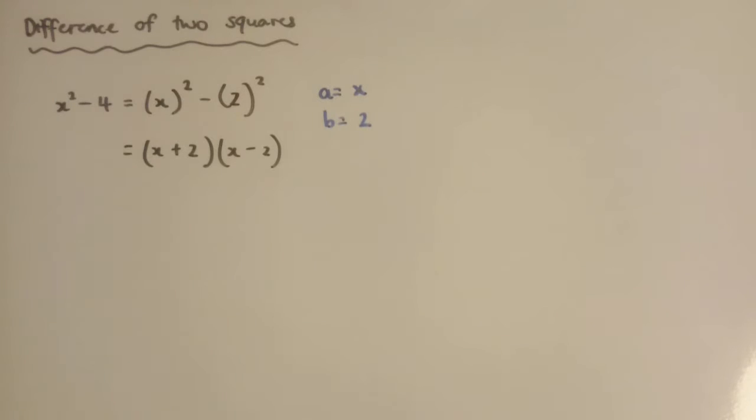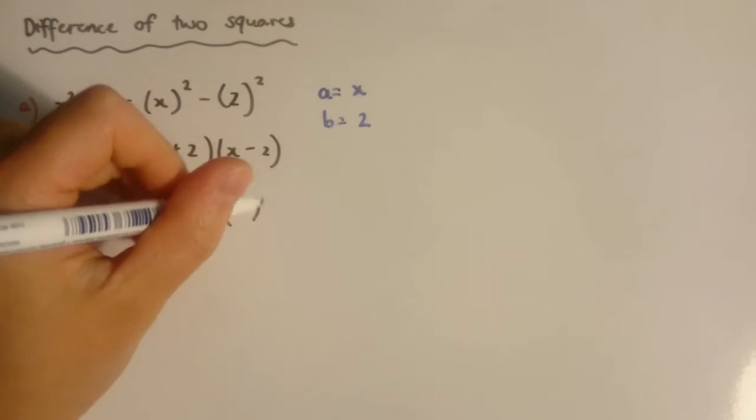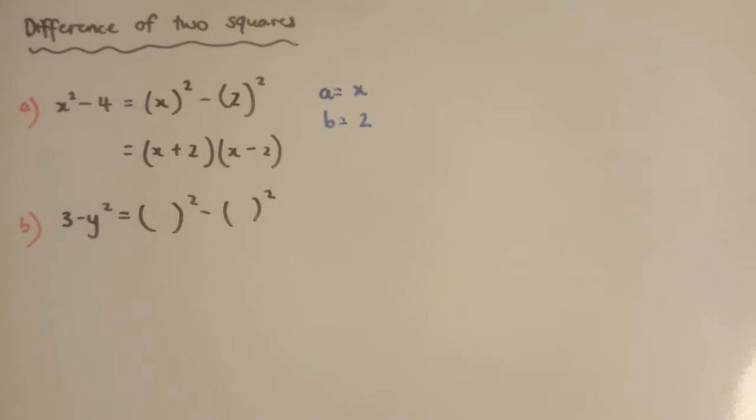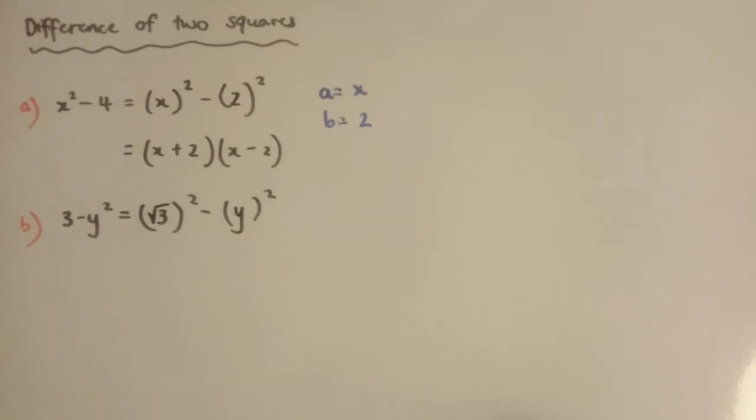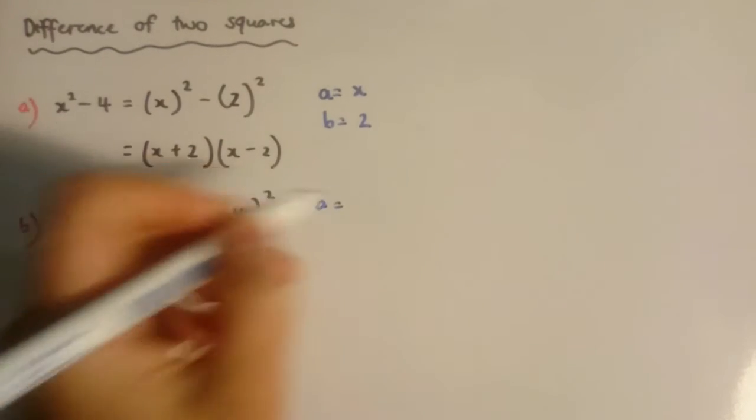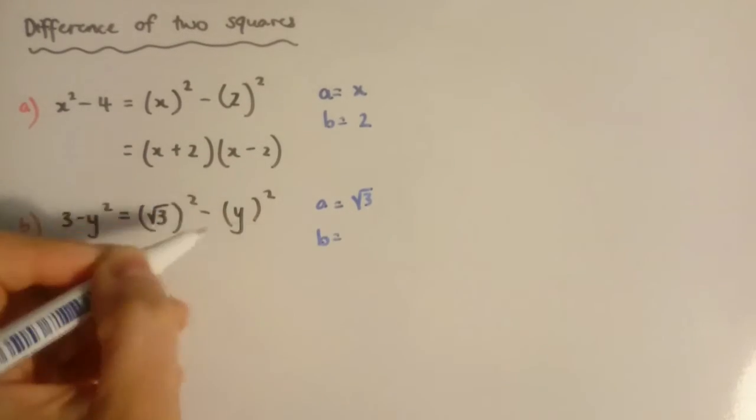Let's have a look at another example. We'll call this one A. Let's have a look at another one. B is going to be just a little bit trickier. 3 take y squared. I know what you're all thinking: how can this be something squared minus something squared when 3 is not a squared number? So what we need to do here is think about what squared gives us 3. If this is not a squared number, then this will always be the square root of whatever that is, in this case 3. The second one's easy, that's y squared. So again, we can identify our a and our b. Our first one is root 3, and our second one is y.